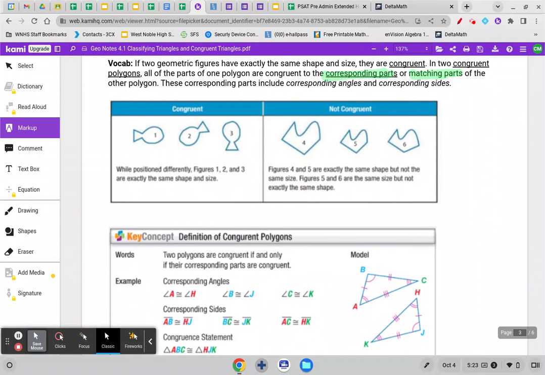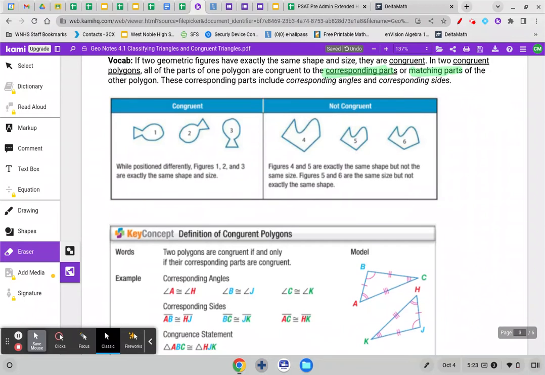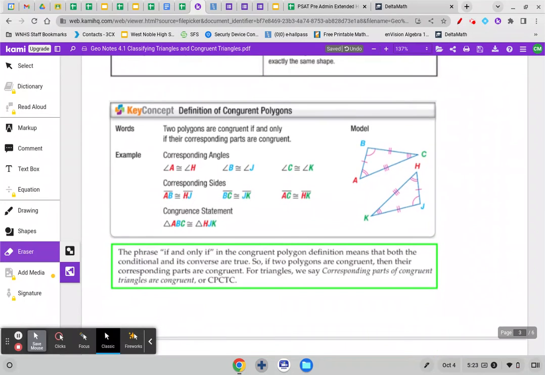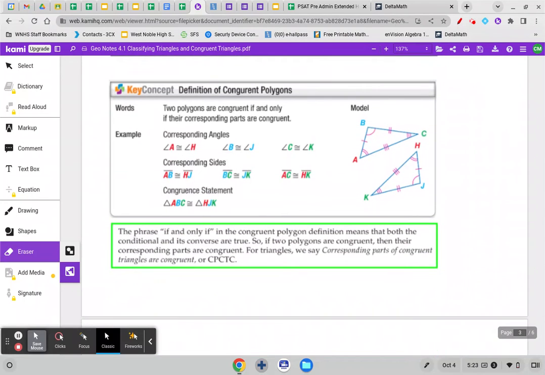So for example, we've just got a little diagram here, some pretty silly shapes, honestly. Because all three of these are the exact same size and shape, they are congruent, okay? They're just rotated, but that's totally fine. These guys are not considered congruent. They're actually something called similar. Number 4 is bigger than both 5 and 6, so they are not all congruent, although maybe 5 and 6 are congruent themselves.